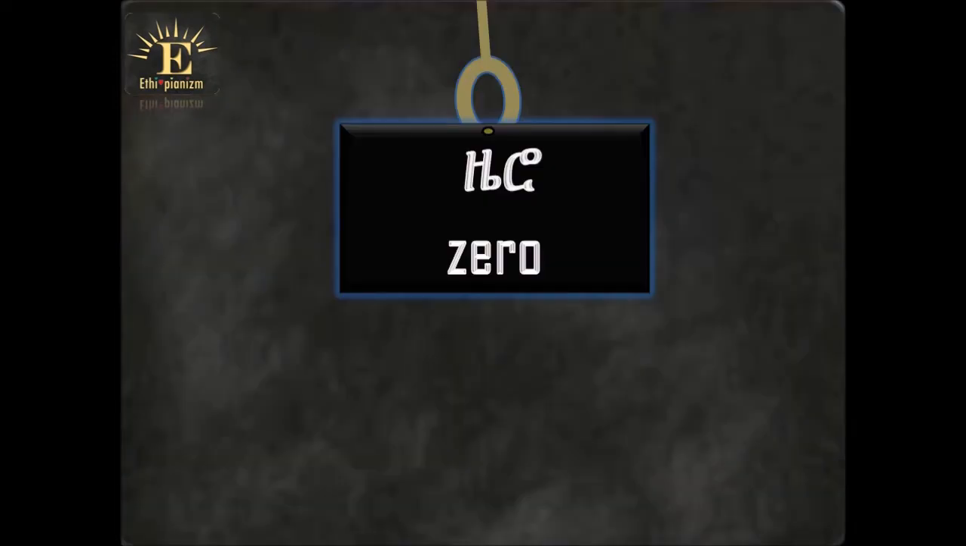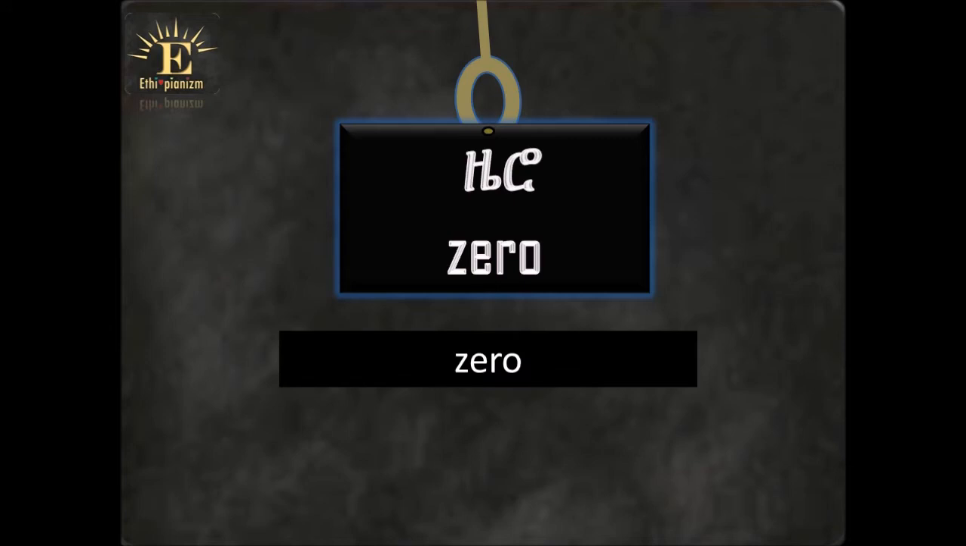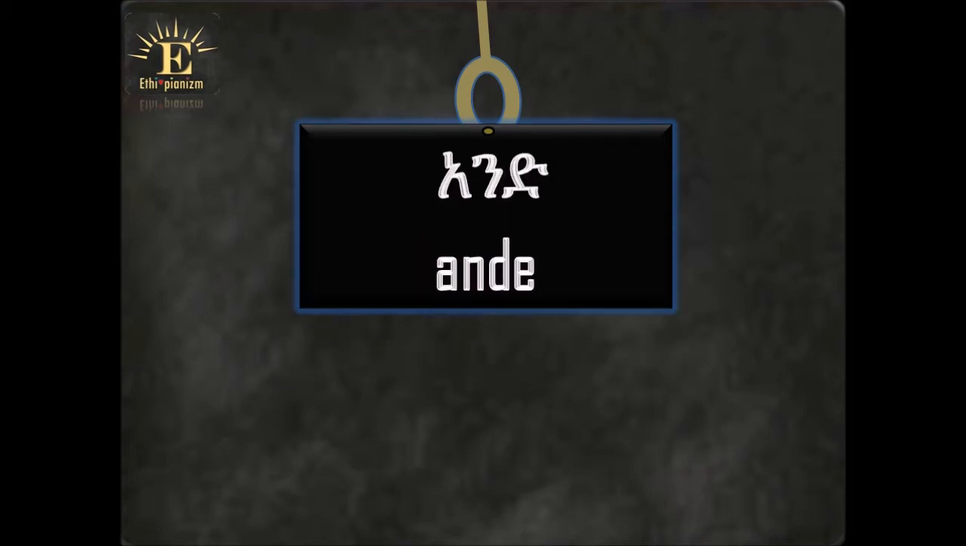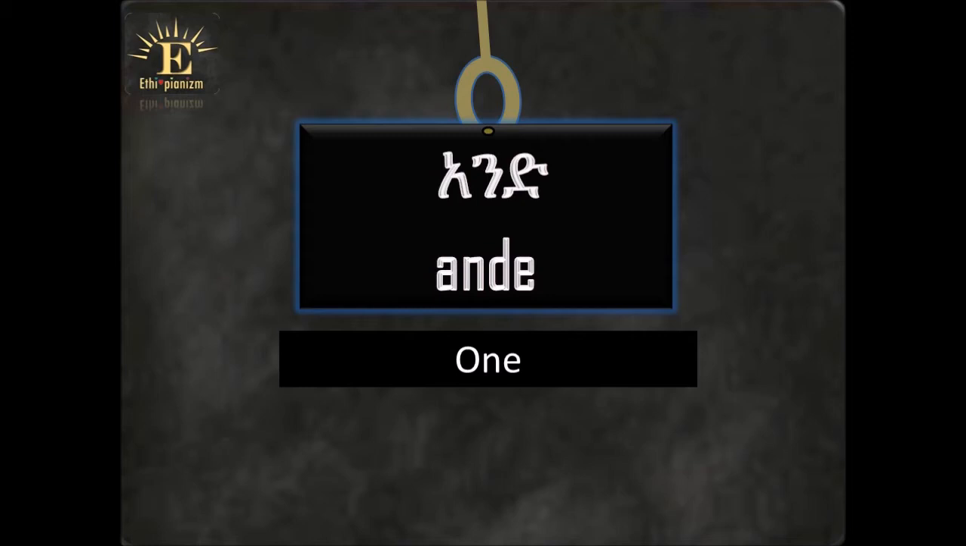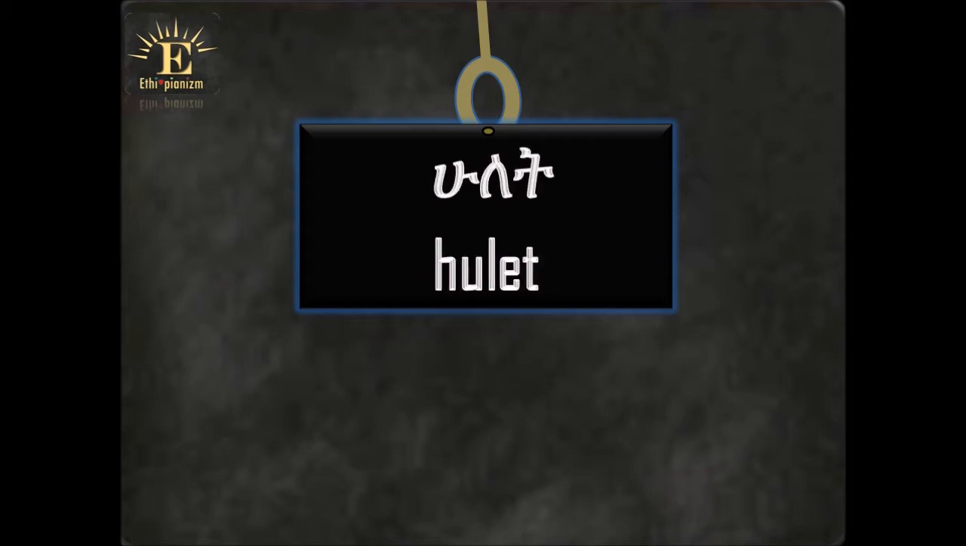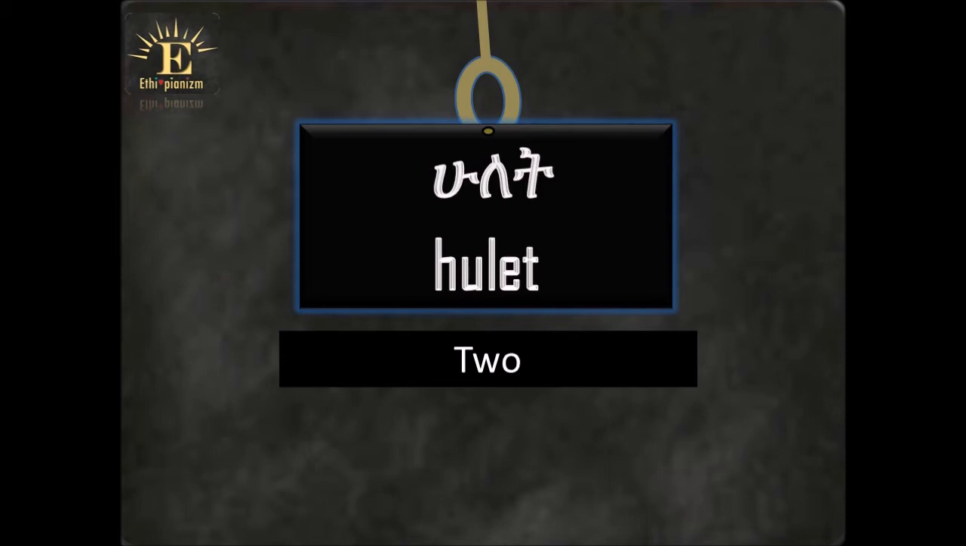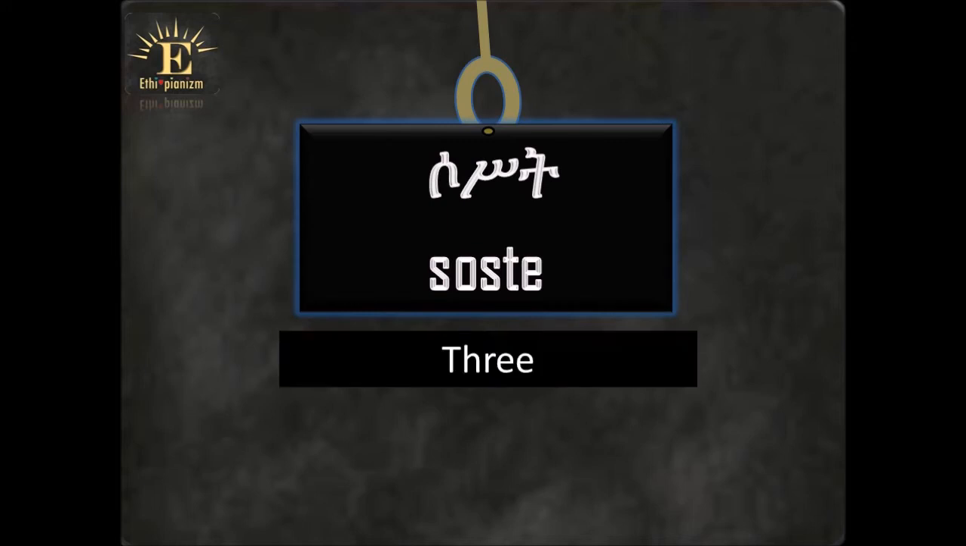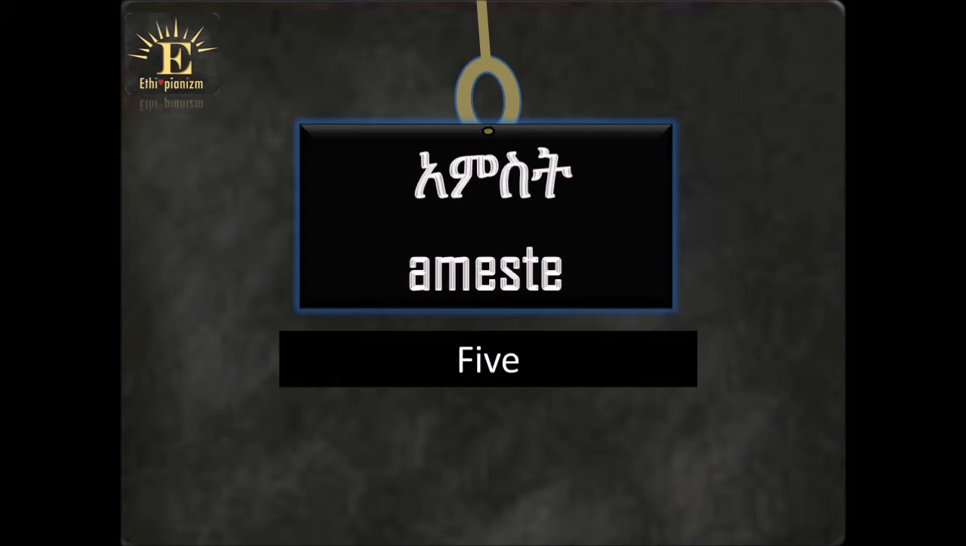Okay, 0 is 0. And means 1. Hulet means 2. Sost means 3. Arat means 4. Amist means 5.